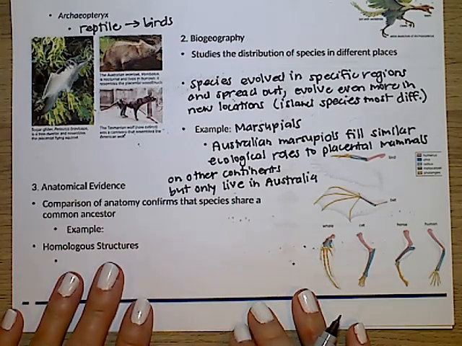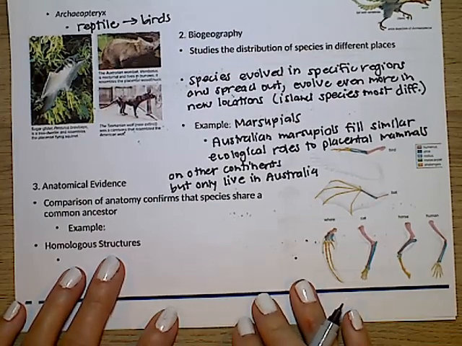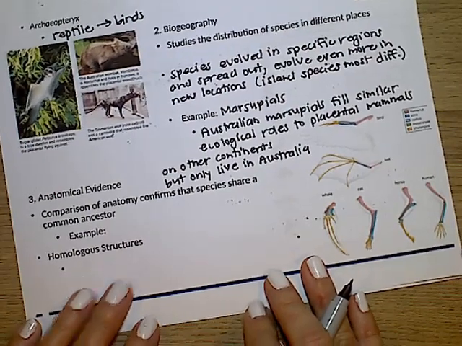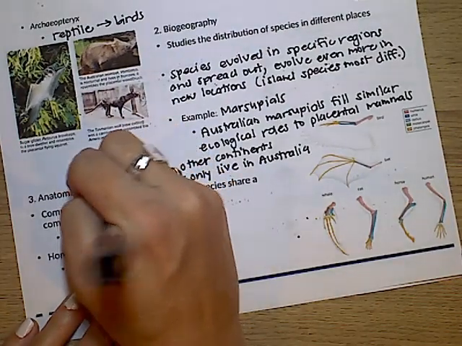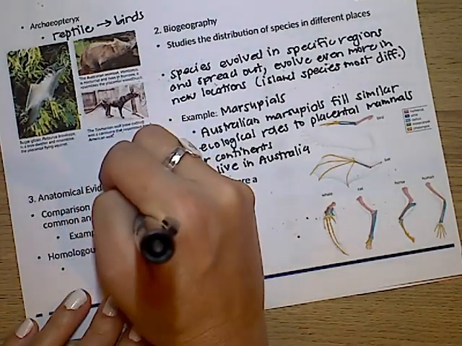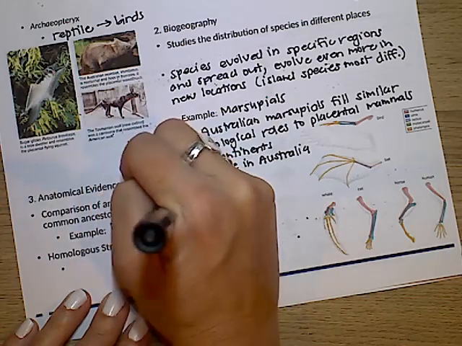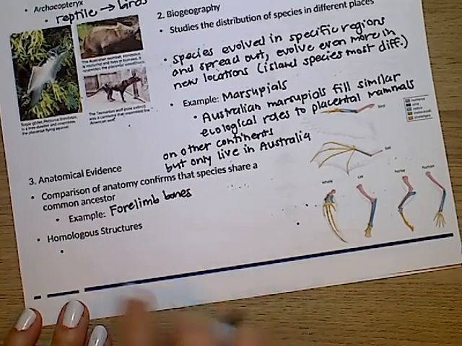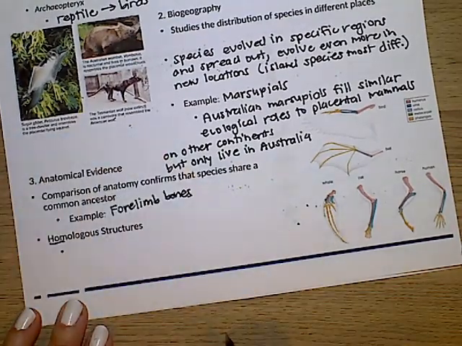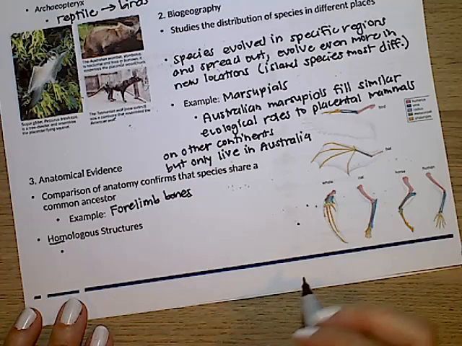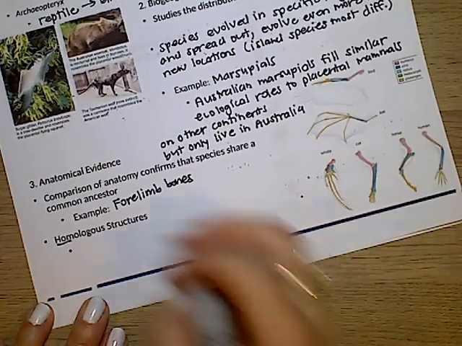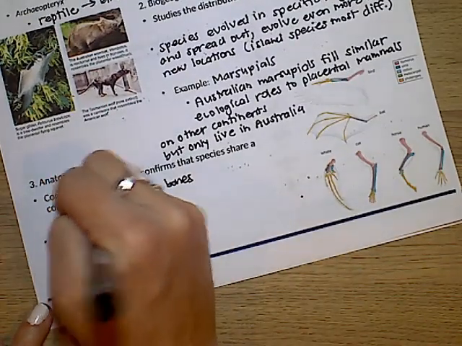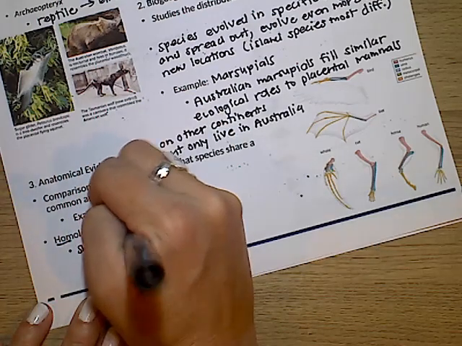This, I think, is the most compelling, the anatomical evidence. Comparison of anatomy confirms that species share a common ancestor. So, again, the most famous example are the forelimb bones. And we call it a homologous structure. So, remember, homo means the same, so homologous structures share a common evolutionary origin.